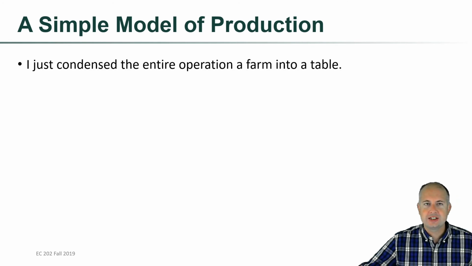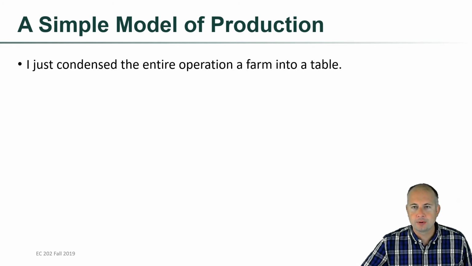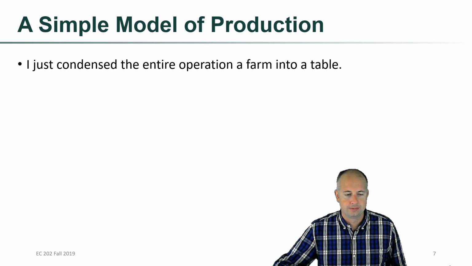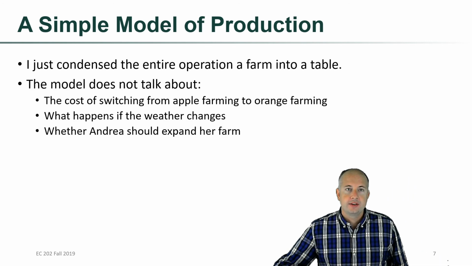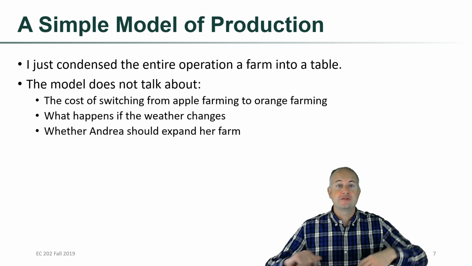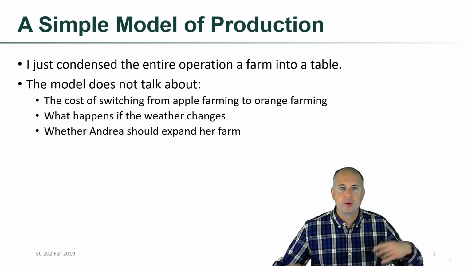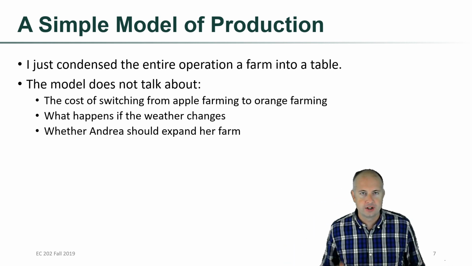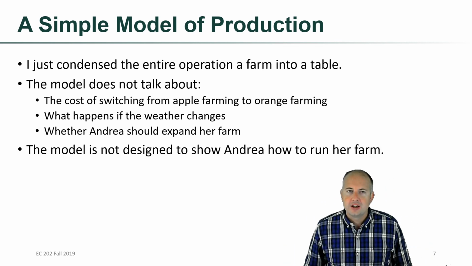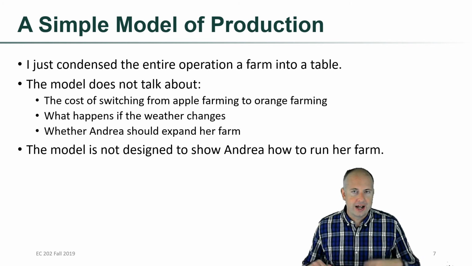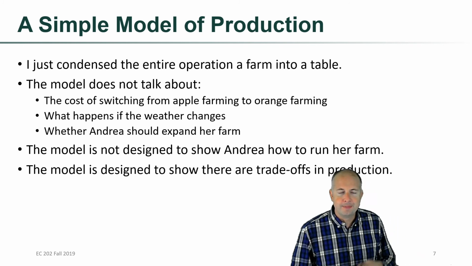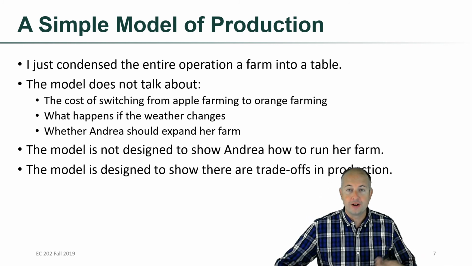Notice that what I just did was condense the entire operation of a farm into a table. The model does not talk about the cost of switching from apple farming to orange farming. It doesn't talk about what happens if the weather changes. It doesn't talk about whether Andrea should expand her farm. The model is not designed to show Andrea how to run her farm so much as the model is designed to show that there are trade-offs in production.